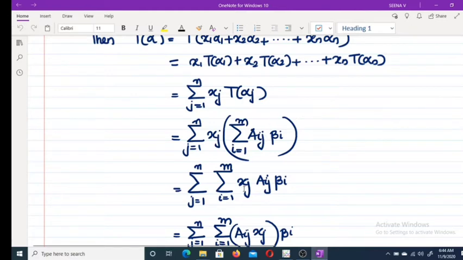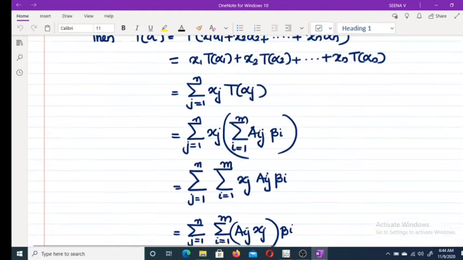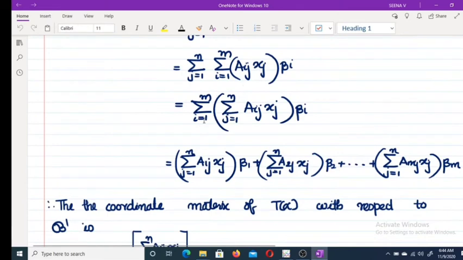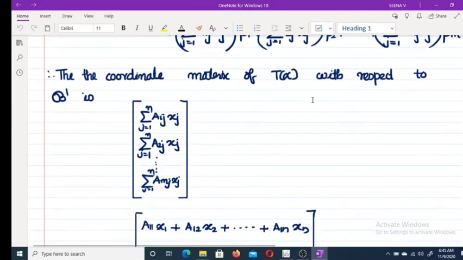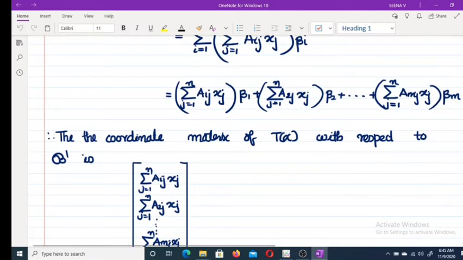Take xj here, then interchange the sums, and we get sigma i equal to 1 to m, sigma j equal to 1 to n aij xj into beta i. That is, T alpha is the same as a linear combination of beta 1, beta 2, etc., beta m. Here first we put i equal to 1, then i equal to 2, etc., then i equal to m. Therefore, the coordinate of T alpha related to the basis B dash is each of these coefficients.